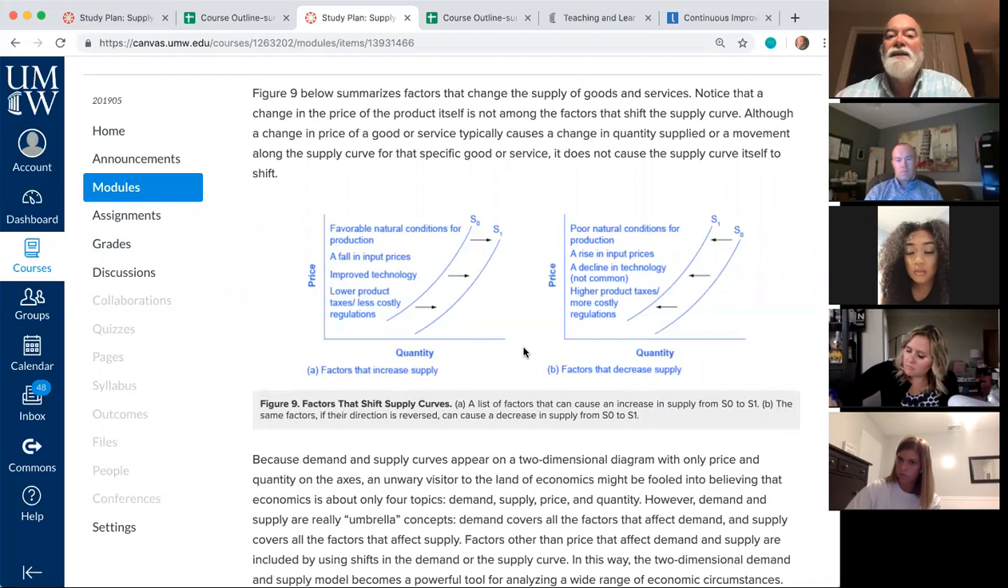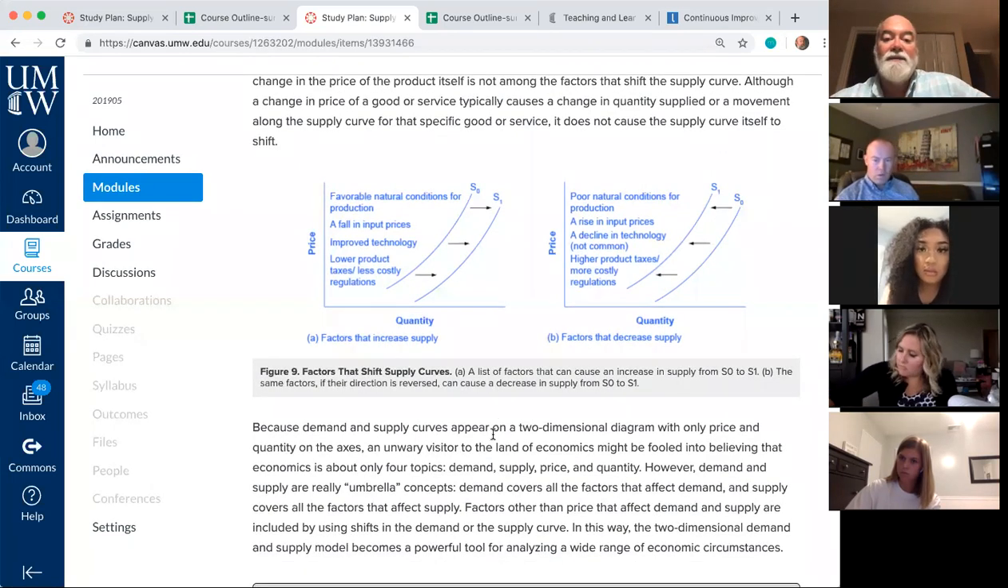With demand, there are a few more. There's income, tastes and preferences, the prices of related goods like substitutes and complements, and expectations also. That's it. So it's not really a lot to remember. And as I alluded to before, when you start doing these things, you'll find it pretty easy to remember this stuff.